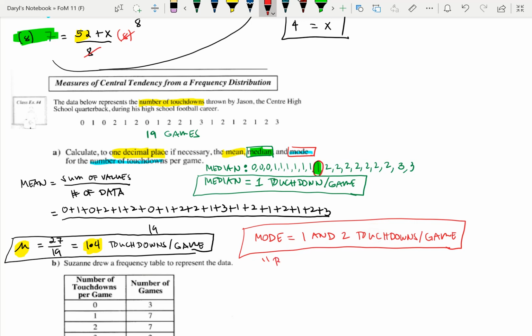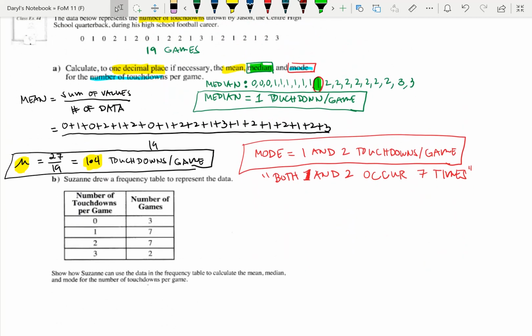So both 1 and 2 occur 7 times. So both 1 and 2 occur 7 times. So therefore the mode of this question is 1 and 2. Again, mode can be more than 1, or even it can have none.